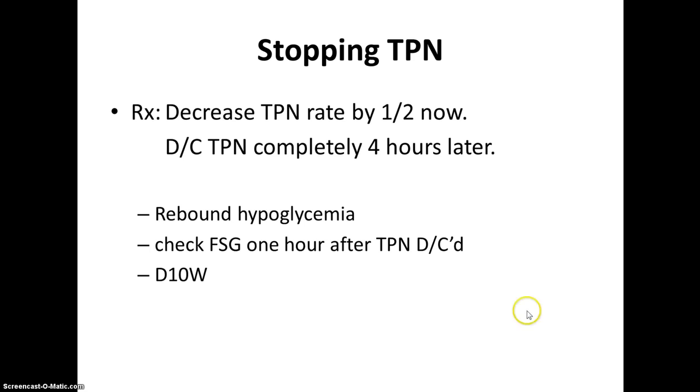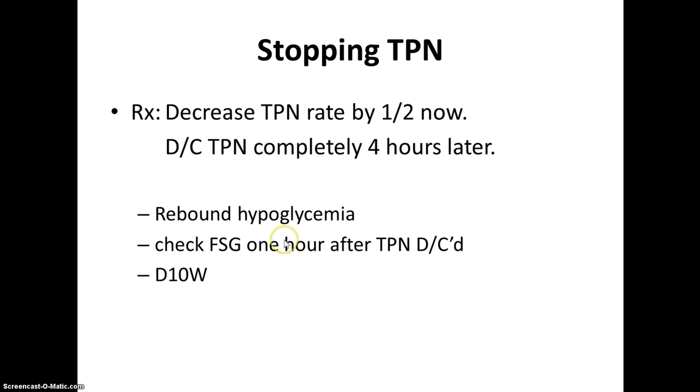So this is the formula I like to use and tell the doctors and nurses. If it's time to stop the TPN, we say cut the TPN rate in half from whatever it is, and then 4 hours later you can DC the TPN completely, and that should be adequate.